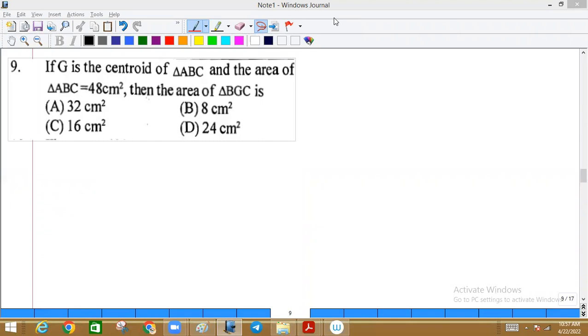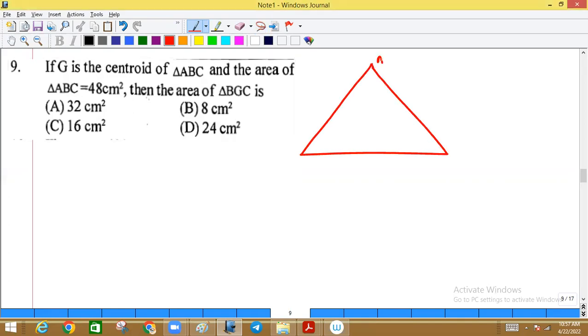If G is the centroid of triangle ABC, the area of ABC is 48, then the area of BGC? You remember, BGC is what part of the triangle if G is the centroid?